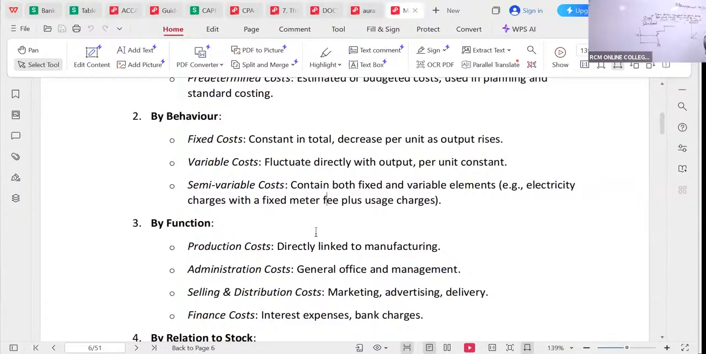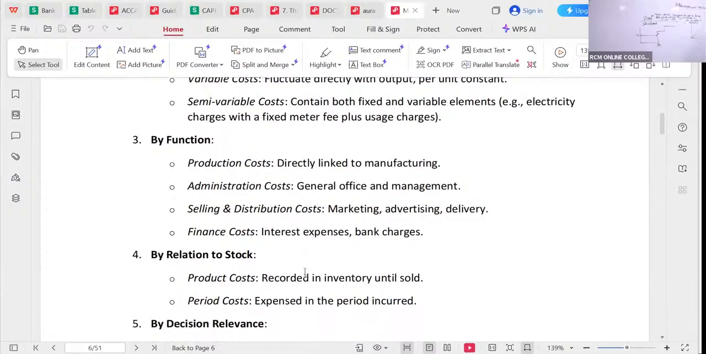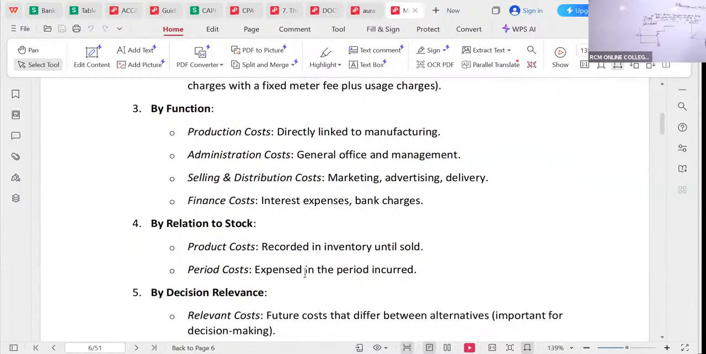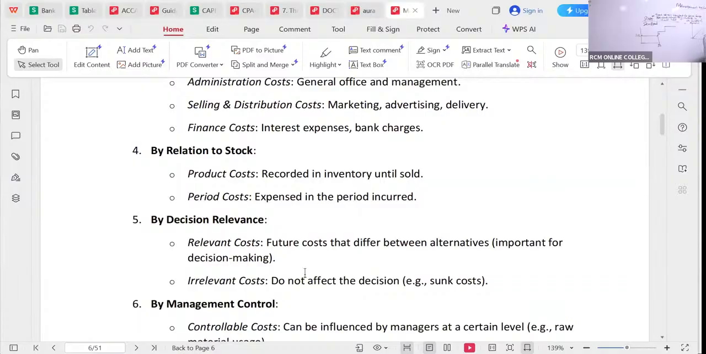Number 4, in this case here, classification of costs by relation to stock. Product costs are recorded in inventory until sold. Period costs are expensed in the period incurred. By decision relevance, we have those costs that are relevant and others are what here? Irrelevant. So relevant costs, these are costs that are futuristic in nature. Future costs that differ between alternatives, important for decision making. And then irrelevant costs, which are also known as sunk costs. Sunk costs. In this case here, they don't affect what here?